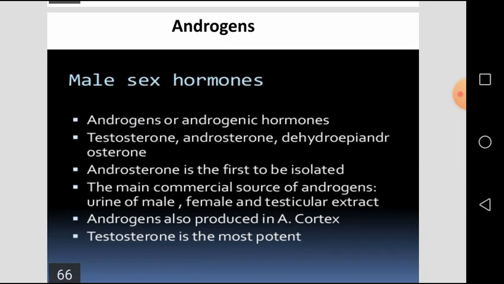Coming to the androgens. Androgens are nothing but male sex hormones. So till now we read about female hormones, and now we are going to discuss male sex hormones. These androgens are androgenic hormones: testosterone, androsterone, and dehydroepiandrosterone.